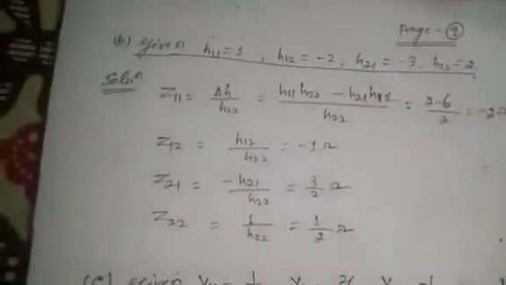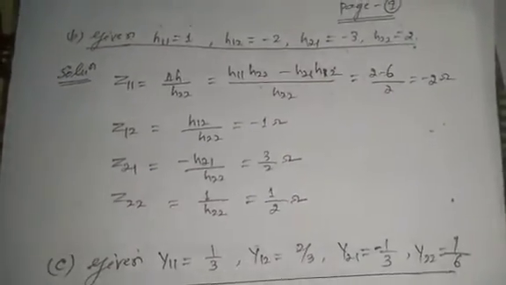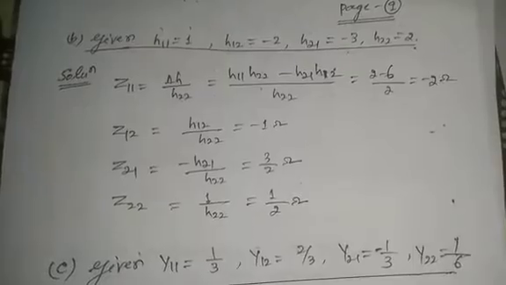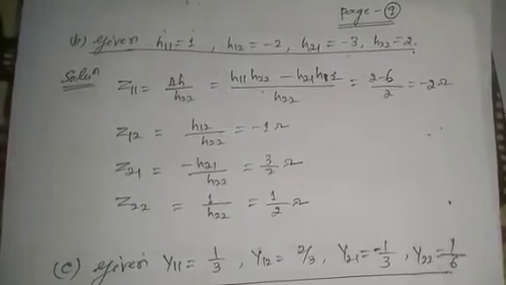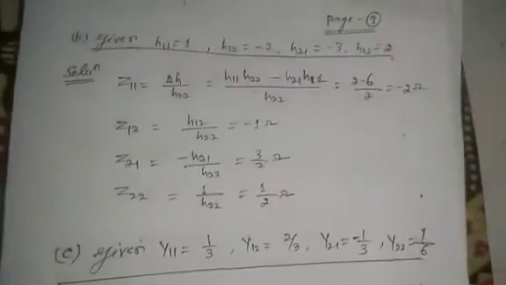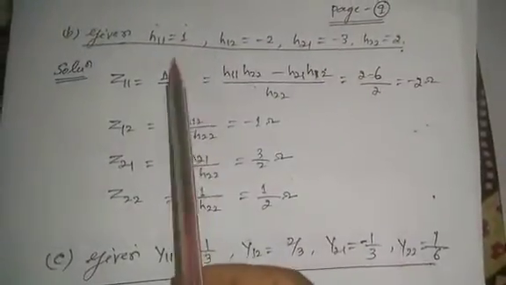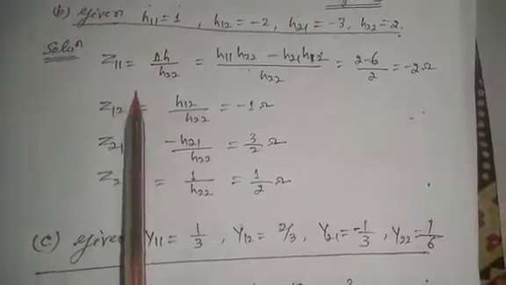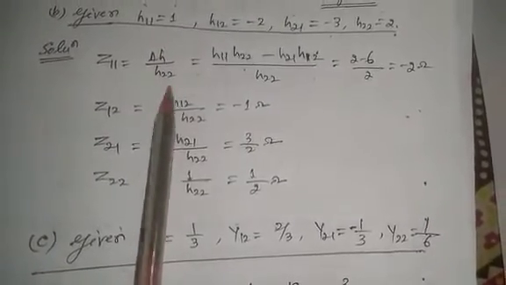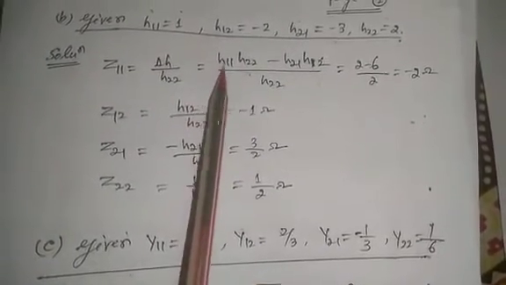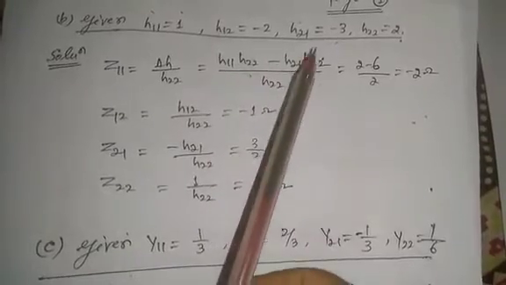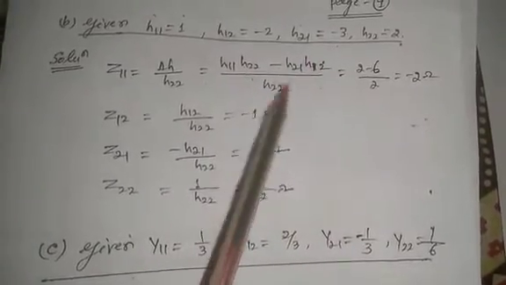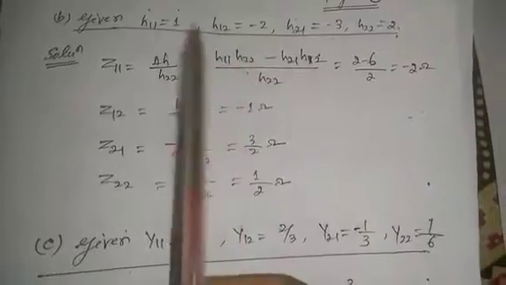Similarly, second bit, the h parameters are given: h11 is equal to 1, h12 is equal to -2, h21 is equal to -3, and h22 is equal to 2. Now our target is to calculate the z parameter from these given values. z11 is equal to delta h divided by h22. What is delta h? Delta h is h11 into h22 minus h21 into h12. You put in all these values.